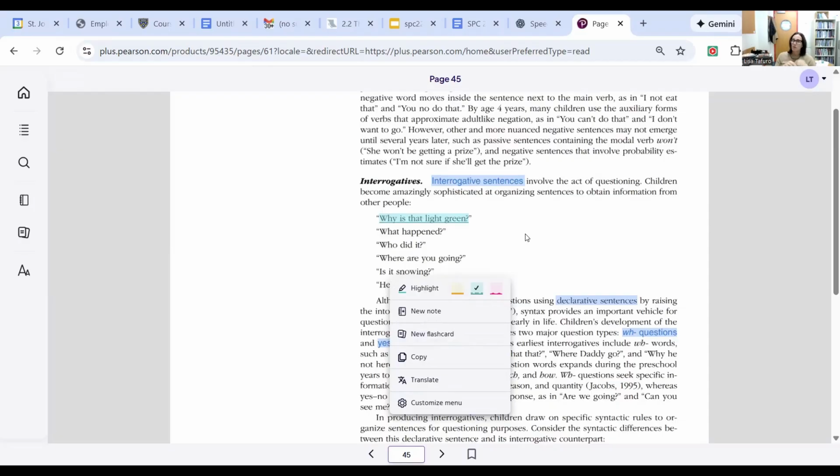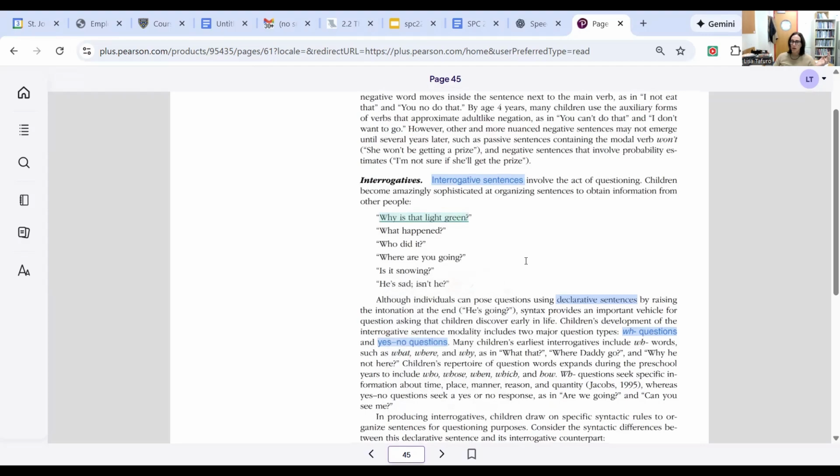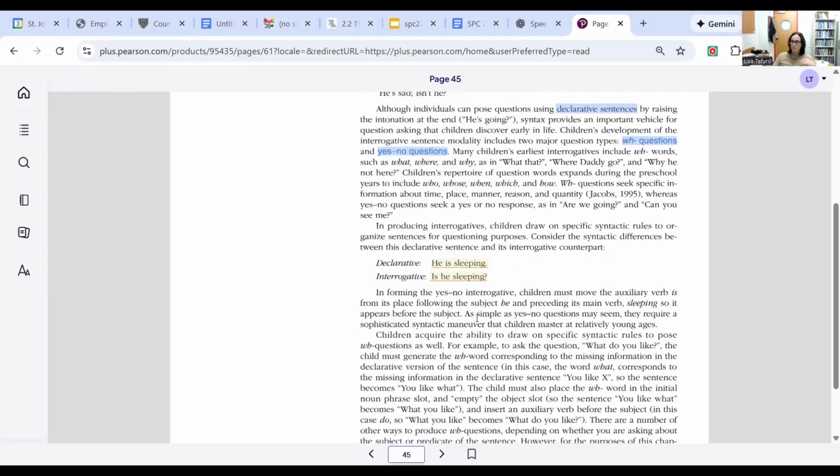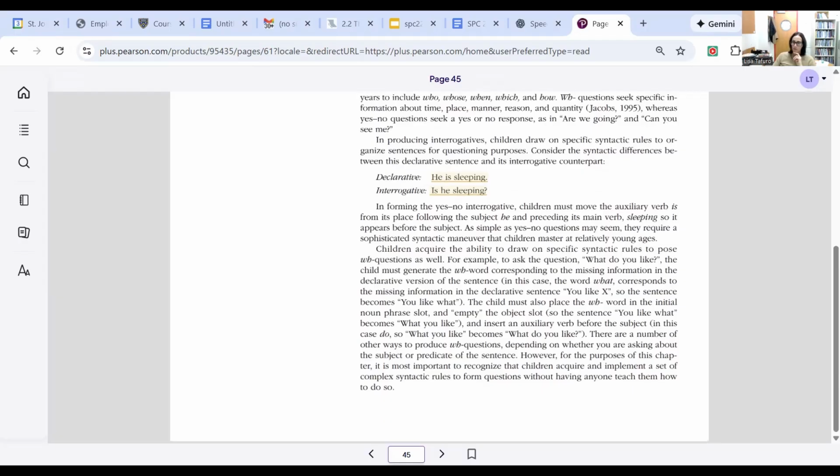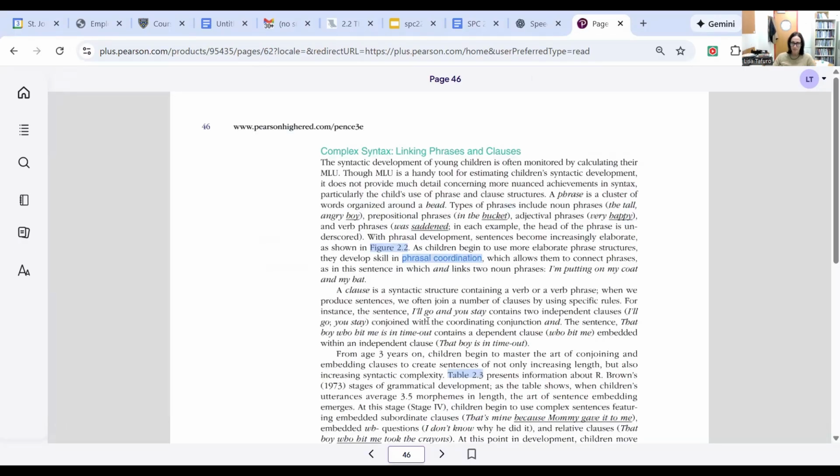So for me to be able to go from a statement or a declarative to an interrogative or a question, I need syntactic knowledge to do that. And that's why the modalities are evidence of growing and maturing syntactic knowledge, right? Here's another example. The declarative utterance, he is sleeping. The interrogative or question form of that is, is he sleeping? So we see that the word order shifts. Okay, so if you read through this, you'll understand now what that means.